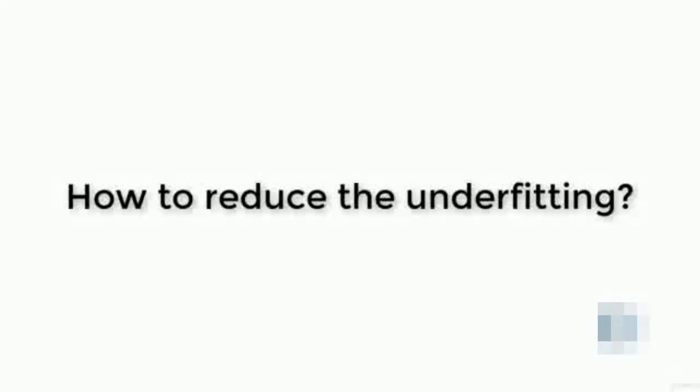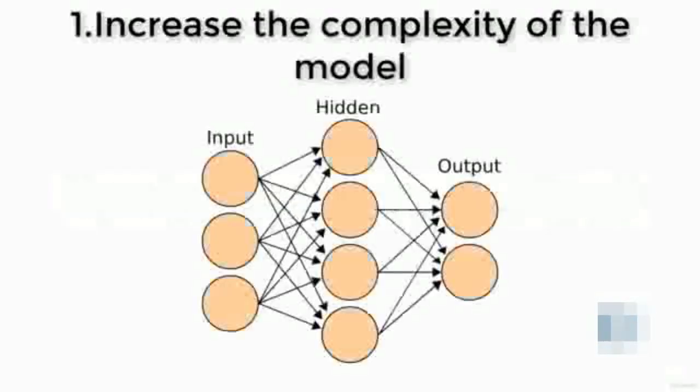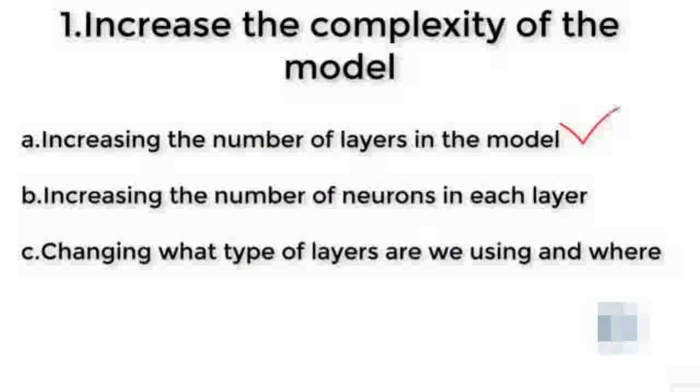So now that we know what underfitting is, how can we reduce it? One thing we can do is increase the complexity of our model. This is the exact opposite of the technique we gave to reduce overfitting. If our data is more complex and we have a relatively simple model, then the model may not be sophisticated enough to accurately classify or predict on our complex data. We can increase the complexity of our model by doing things such as increasing the number of layers in the model, increasing the number of neurons in each layer, and changing what type of layers we are using and where.